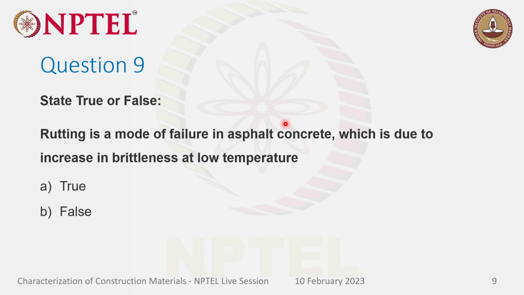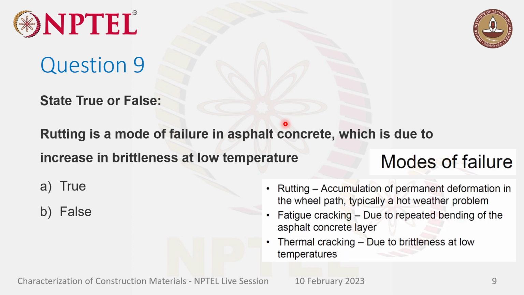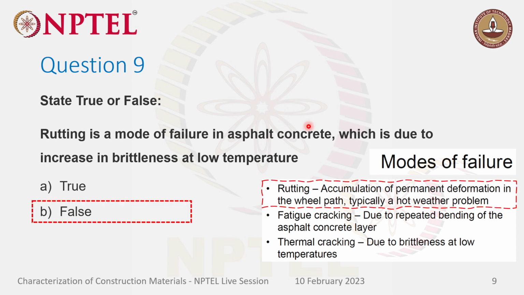Time is up. The correct answer is that rutting is a mode of failure. That is correct. But rutting is nothing but accumulation of permanent deformation in the wheel path, typically a hot weather problem. So rutting is not due to increase in bitumen stiffness at low temperature. So the correct answer is false. Let's see what is the response from polls.